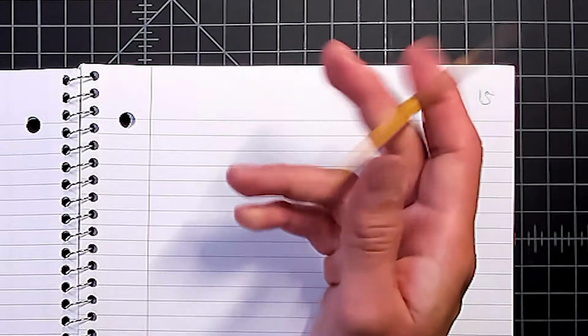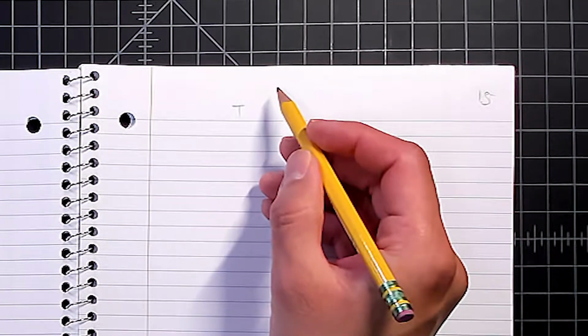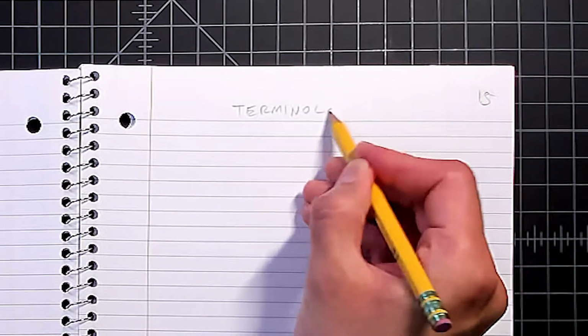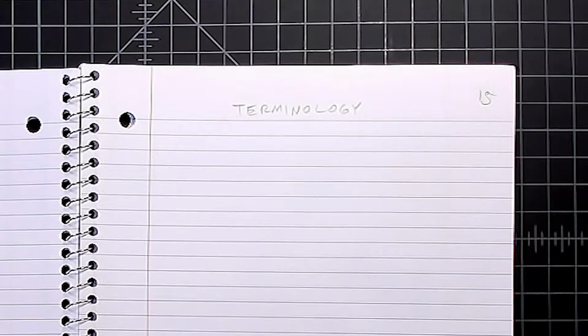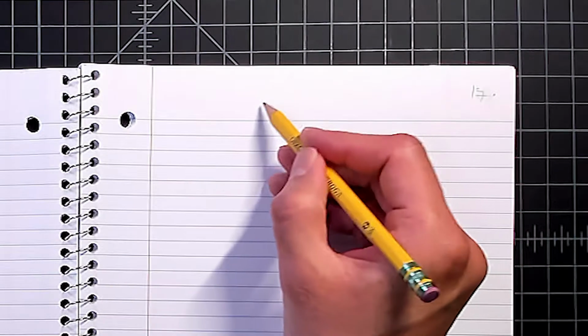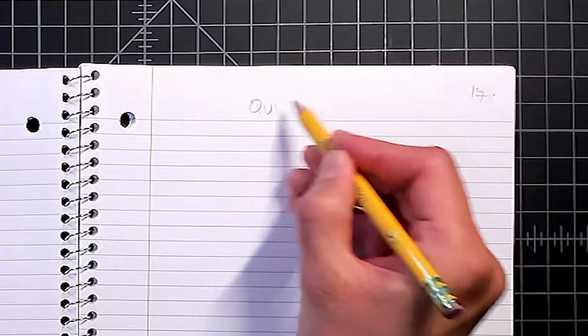Then on page 15, that's going to be for some terminology or some vocab words. So terminology. And that's going to be only from 15 to 16. And then on page 17, that's where all of our quick writes are going to begin. So we're going to write down quick writes.